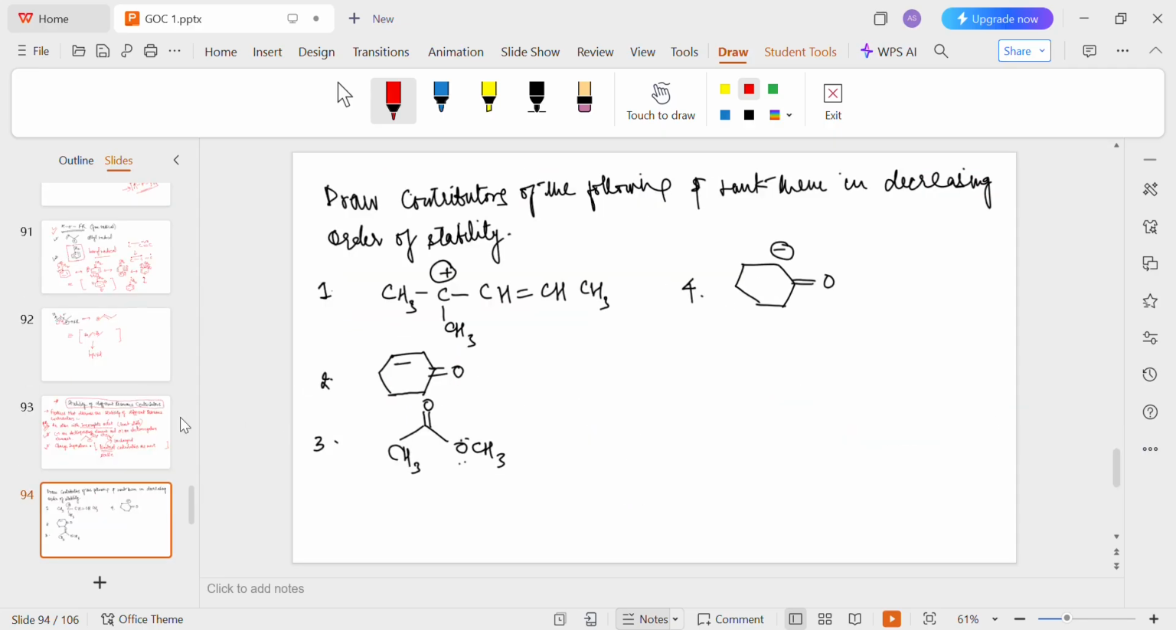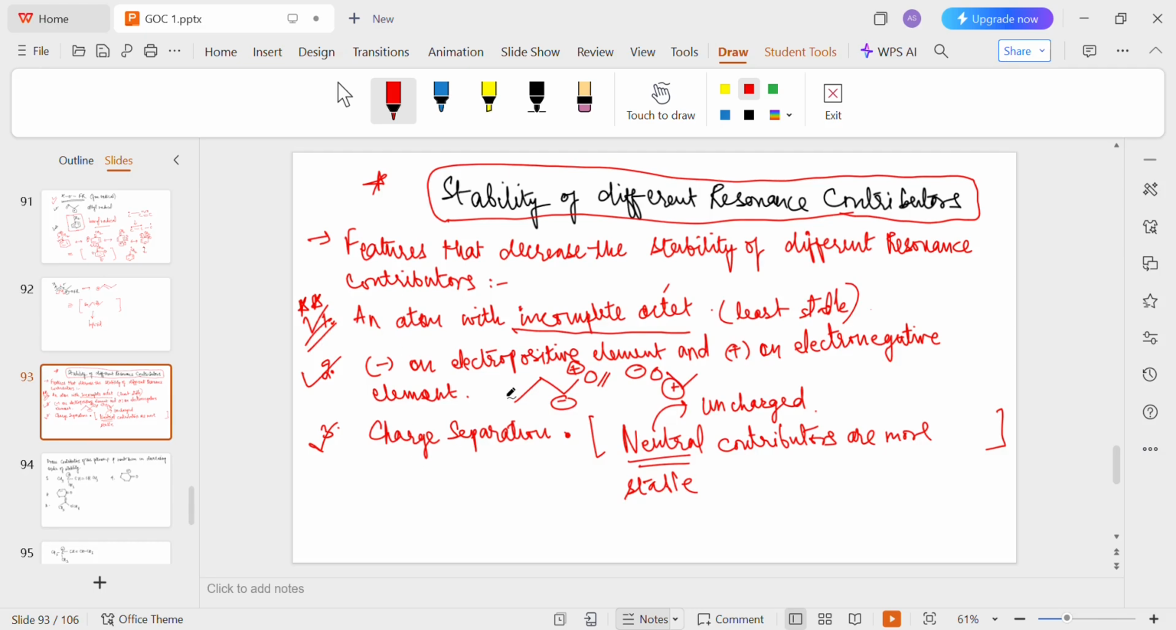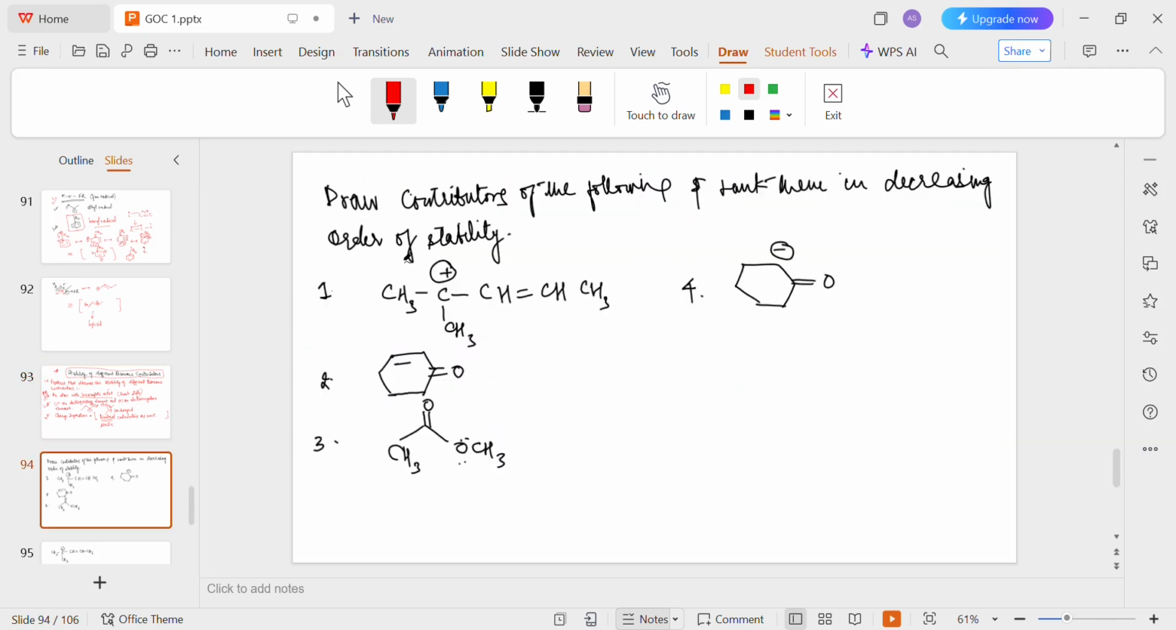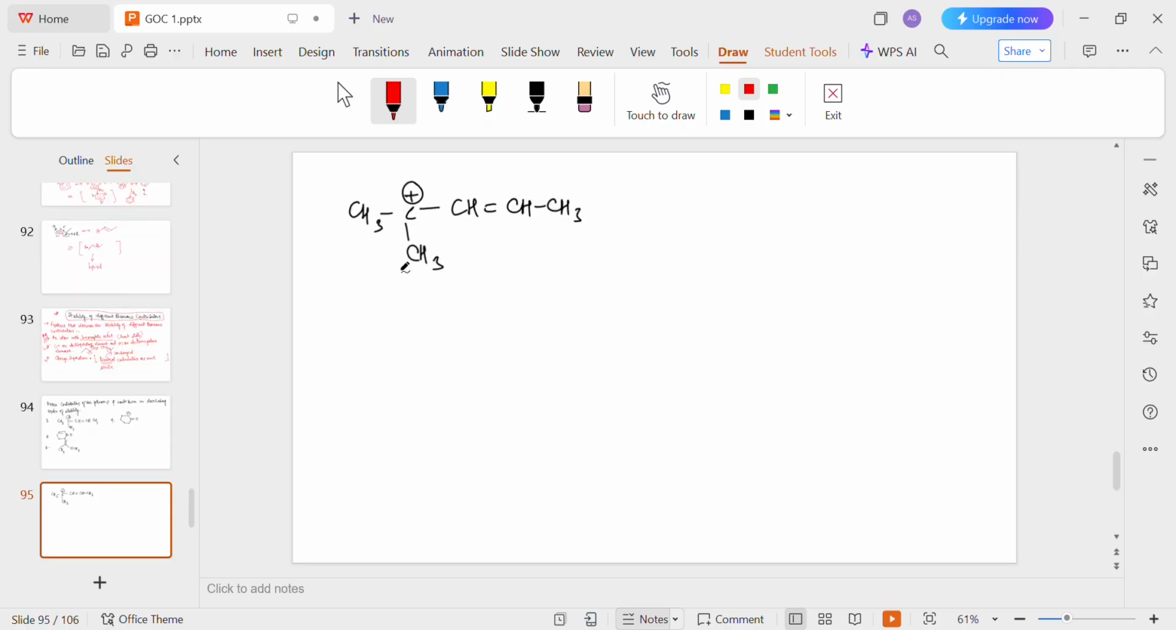Now we have some questions to understand these features completely. These are 4 questions that we have to solve. We have to draw contributors of the following and rank them in decreasing order of stability. So the first one is this: an allylic carbocation. Let us see how we can draw the contributors. We have pi sigma positive charge delocalization here. So pi electrons move towards the electron deficient carbon center.